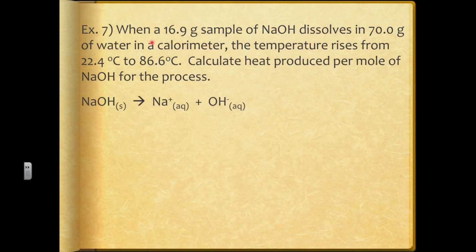Now another thing you can do is when a 16.9 gram sample of sodium hydroxide dissolves in 70.0 grams of water in a calorimeter, the temperature rises from 22.4 degrees Celsius to 86.6 degrees Celsius. Calculate the heat produced per mole of NaOH for the process. Unfortunately, I just realized that I just produced the heat, not the heat per mole, but that's okay.